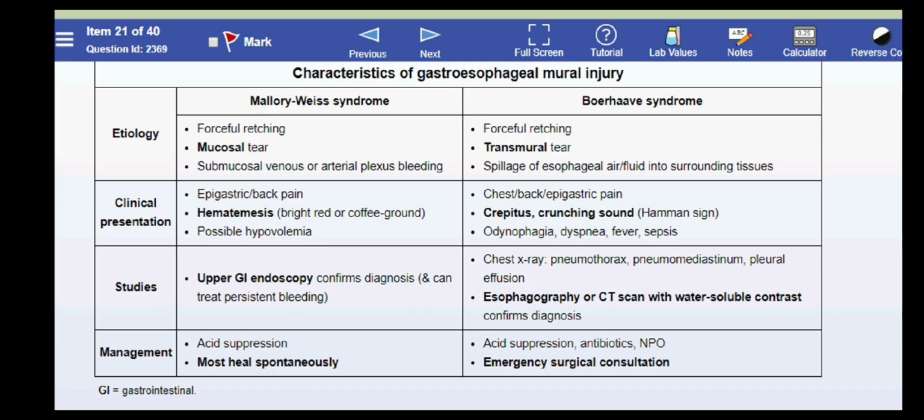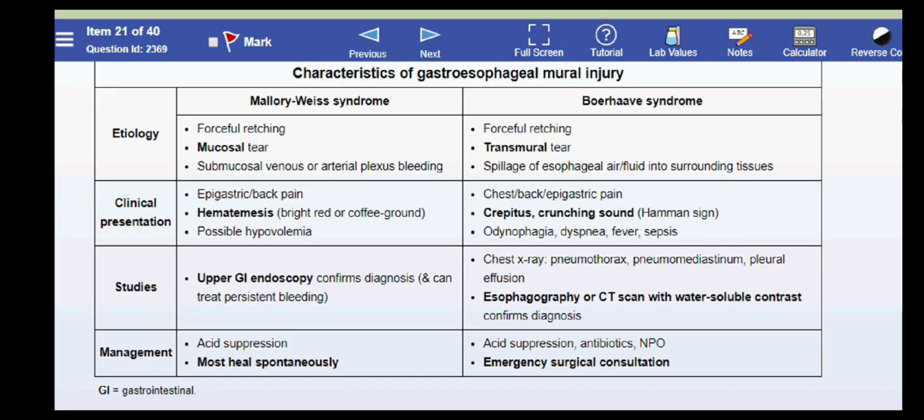What about gastroesophageal mural injury? It could be Mallory-Weiss or Boerhaave syndrome. Please memorize them. All of you, take a screenshot or take a photo with your phone and always memorize them as much as you can. In Mallory-Weiss, we have forceful retching. We will see a mucosal tear with submucosal venous or arterial bleeding. We'll see pain in the epigastric area or back with hematemesis and possible hypovolemia.